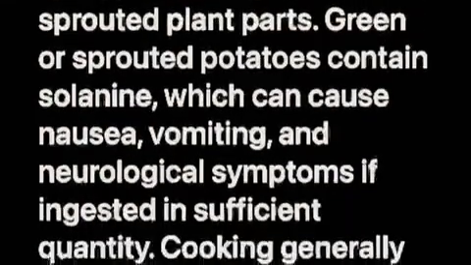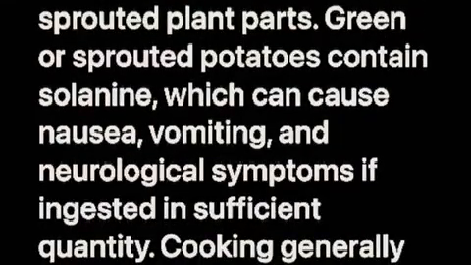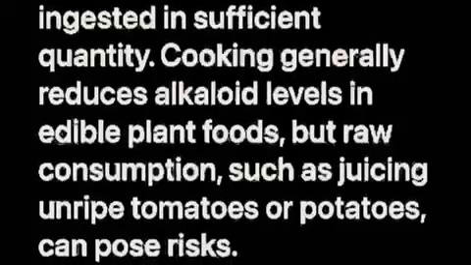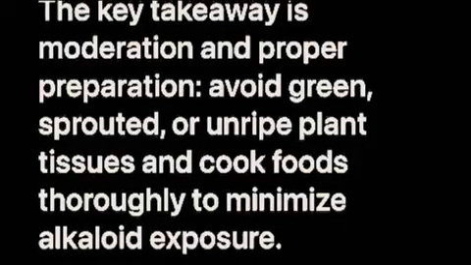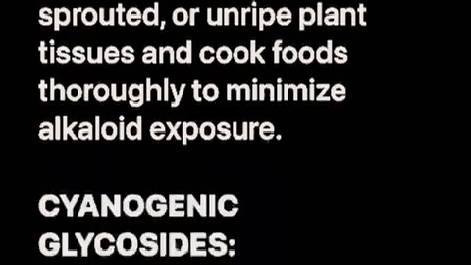Green or sprouted potatoes contain solanine, which can cause nausea, vomiting, and neurological symptoms if ingested in sufficient quantity. Cooking generally reduces alkaloid levels in edible plant foods, but raw consumption, such as juicing unripe tomatoes or potatoes, can pose risks. The key takeaway is moderation and proper preparation. Avoid green, sprouted, or unripe plant tissues and cook foods thoroughly to minimize alkaloid exposure.